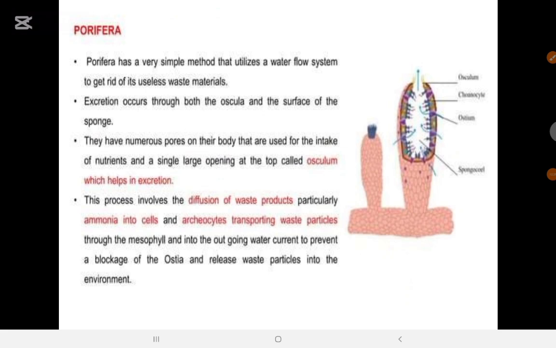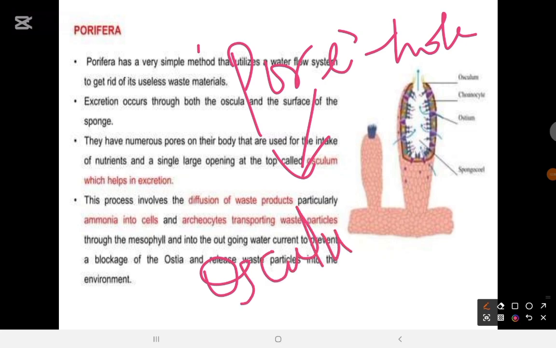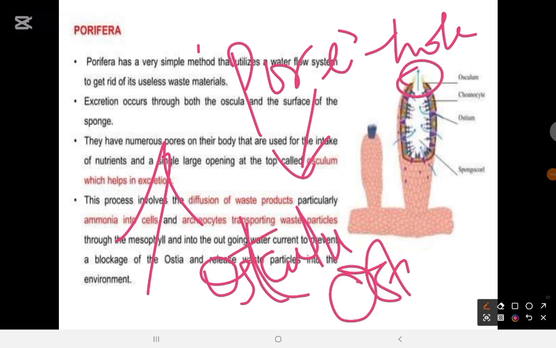Okay, so we also have the poriferans. Now, what are poriferans? The word poriferans comes from pores, pore-bearing organisms. Pores means holes, isn't it? Those pores are basically the ostia. We have the ostium, and we have the osculum, which is the dorsal opening here. This is the osculum, I'm sorry. And there's the ostium. Okay.